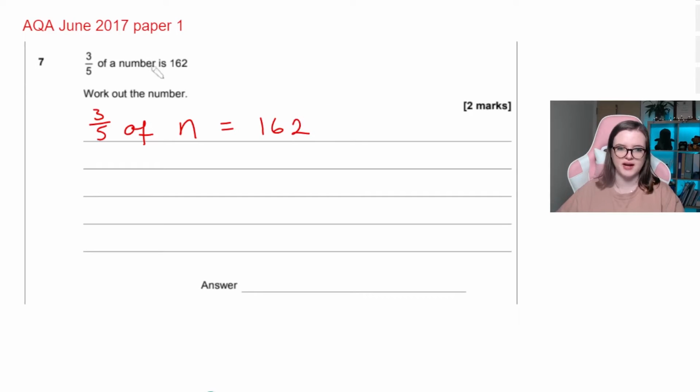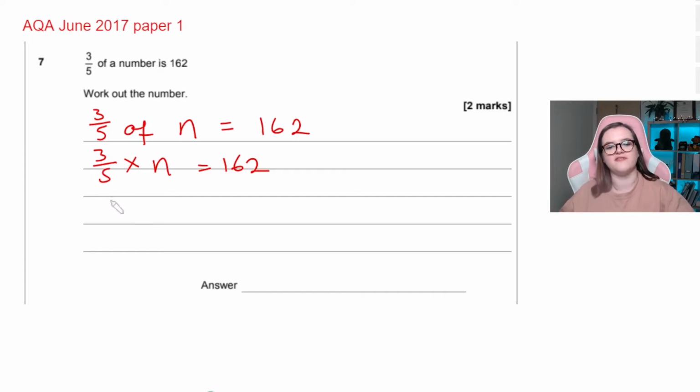So let's then change this to something a bit nicer. So 3/5 of, I know, means times. So let's put a times sign in there, make it a bit of an equation, right? So 3/5 times n is 162. Then we want to figure out what n is. We try and get n on its own. So a bit of algebra going on here.